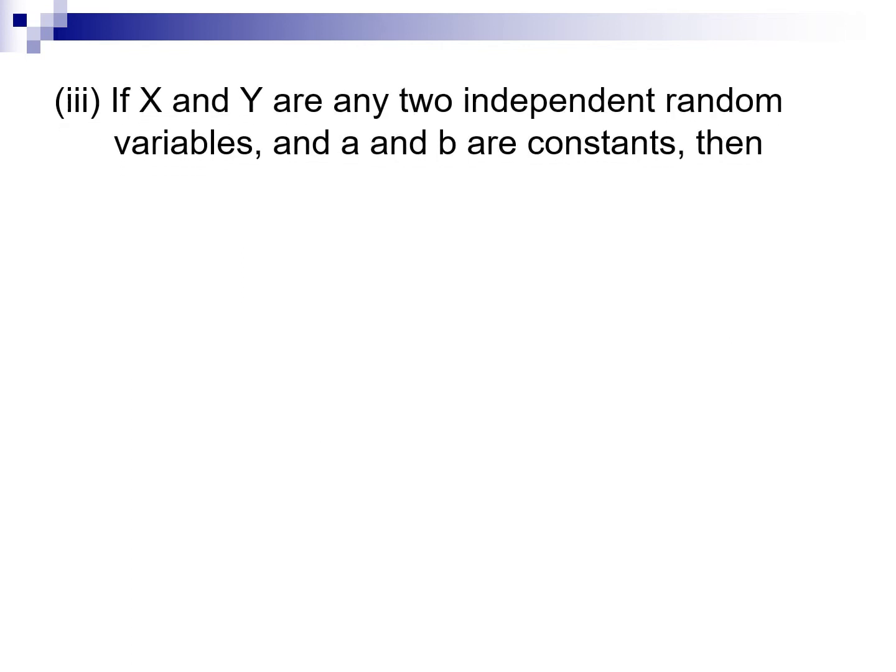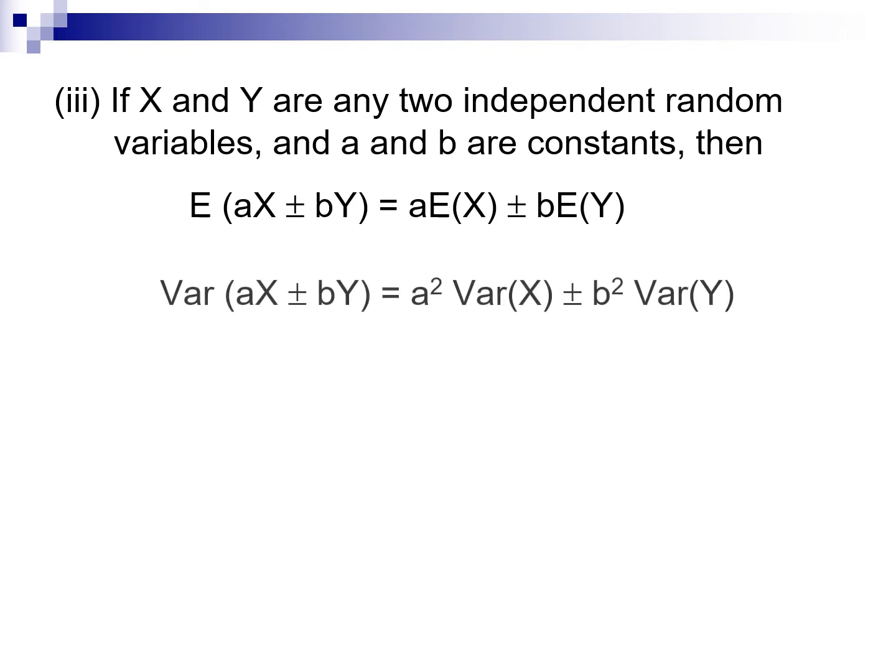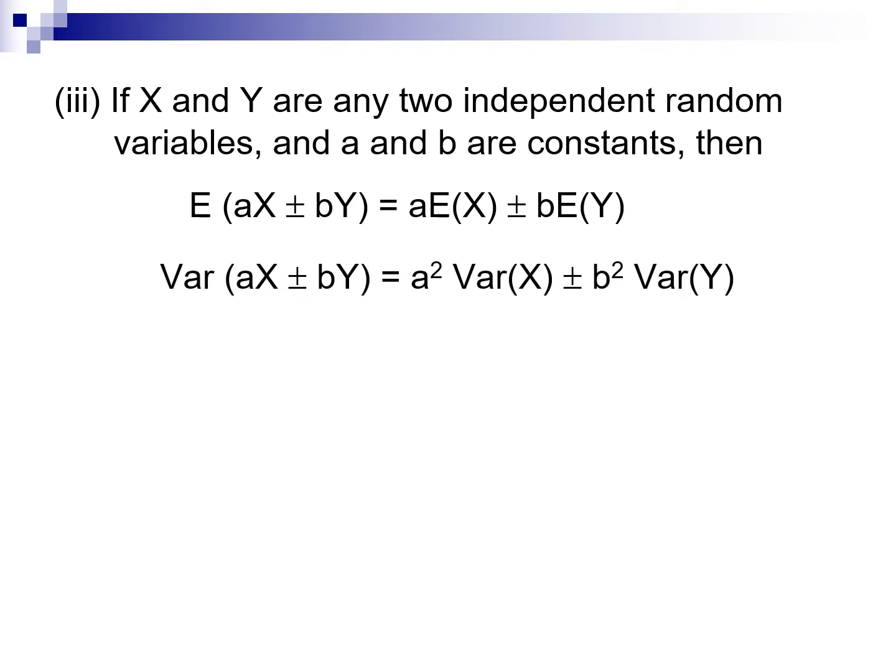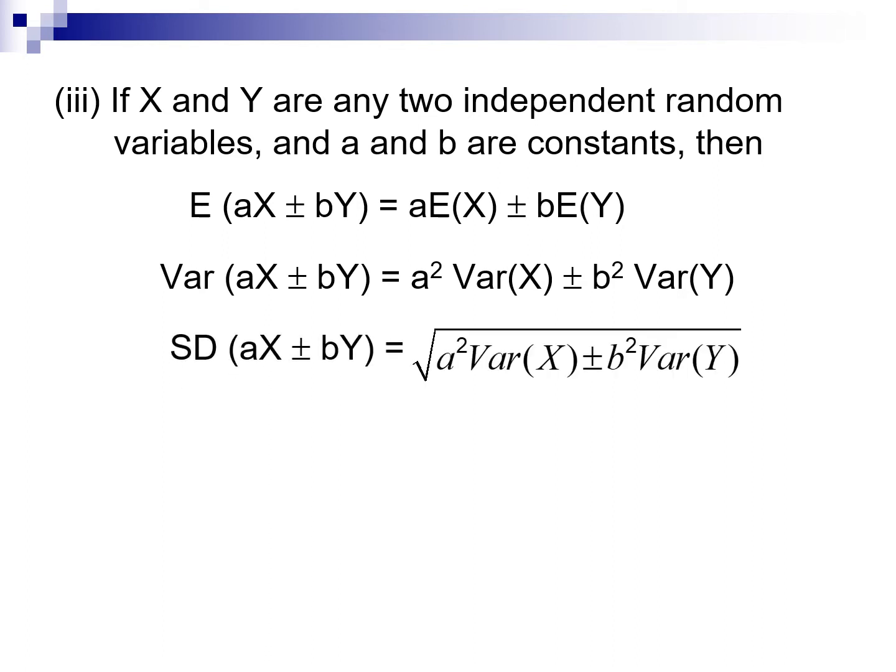Law number 3: if we have x and y, two independent random variables, and a and b are constants, then the expected value of ax plus or minus by is a multiplied by E(x) plus or minus b multiplied by E(y). Similarly, the variance of ax plus or minus by is just a squared variance of x plus b squared variance of y. And the standard deviation of ax plus or minus by is the square root of a squared variance x plus b squared variance y.